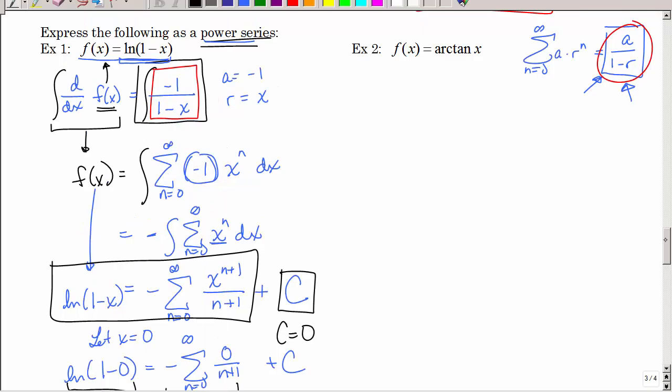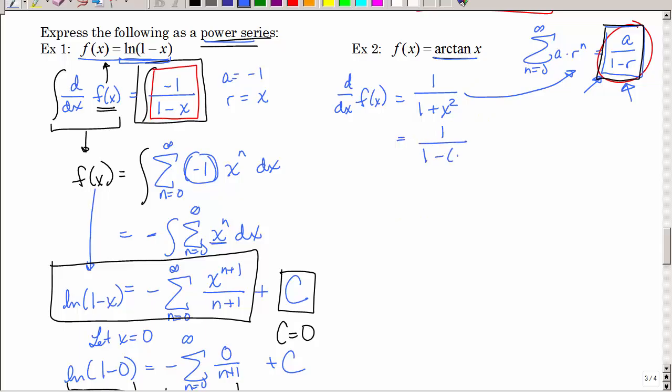Let's look at the second example. Again, this looks nothing like that. So you think, does the derivative of arctan look like that? Does the integral of arctan look like that? That's what you need to think about. So the derivative of my function, the derivative of arctan of x, is 1 over 1 plus x squared. And again, I think I can make it look like that. I could write this as 1 over 1 minus negative x squared.